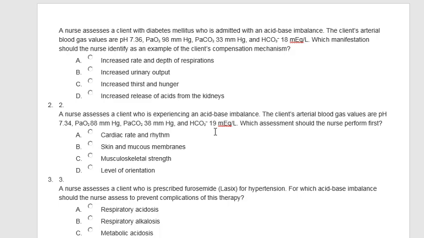Which assessment should the nurse perform first? Okay, so which one of these are we going to assess first? Remember, airway, breathing, circulation, safety. Anytime it asks you for what are you going to do first or what's a priority, airway, breathing, circulation, safety. Correct answer then would be circulation, letter A. That's the only one that has the ABCs in it. Okay?